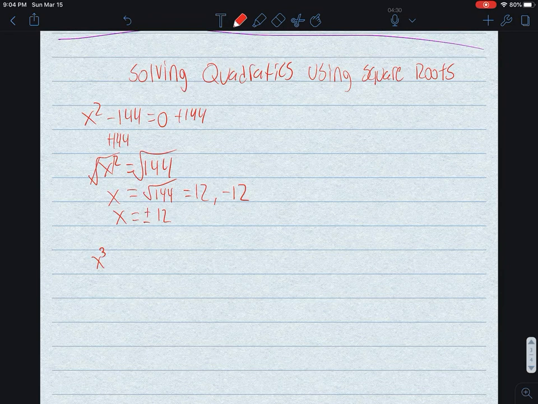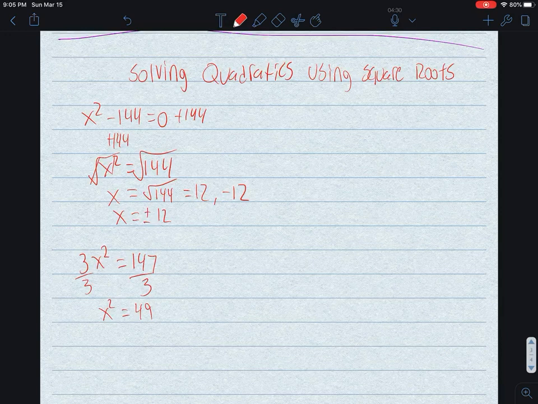X squared times 3 is equal to 147. In the last example, we had x squared by itself. This time we have a coefficient in front. This is a 3. So let's divide by 3 first. X squared equals, well, this is just almost 150. 3 would go to 150 50 times. This is 3 less than 150, so this is going to be 49 times.